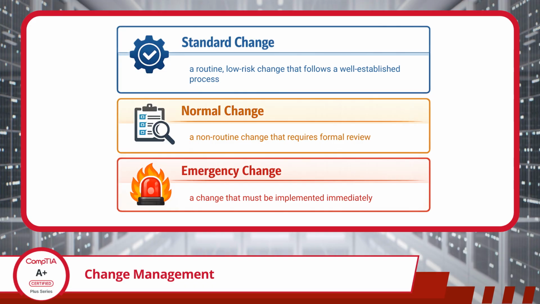A normal change is a non-routine change that requires formal review and approval before implementation. These changes may involve higher risk, greater complexity, or broader impact on systems and users. An emergency change is a change that must be implemented immediately to address a critical issue, such as a major outage or serious security vulnerability. Emergency changes often move through the approval process more quickly, due to the urgency of the situation.